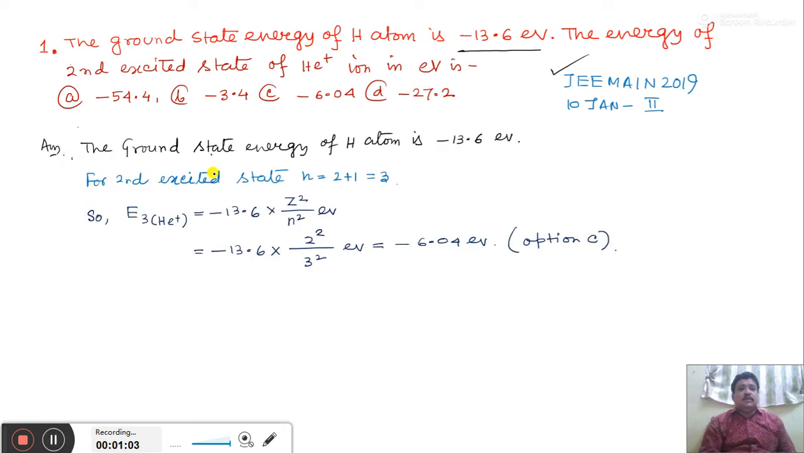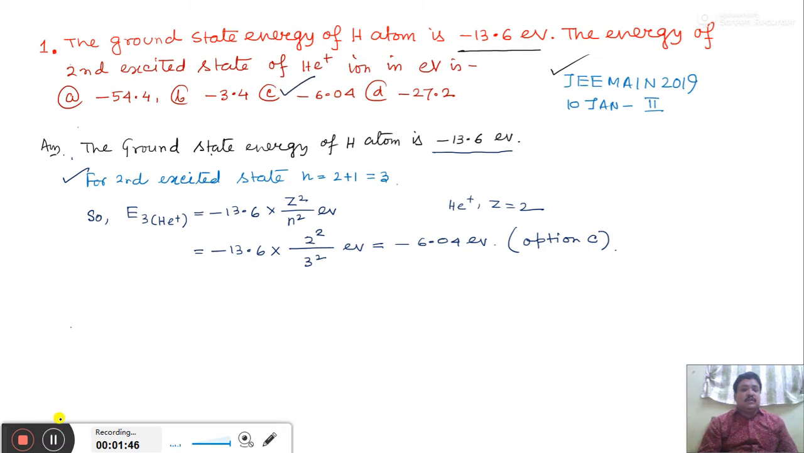Now, the ground state energy of H atom is minus 13.6 electron volt, which is given. For the second excited state, the value of n is 3. So the energy of He plus cation, E3, is minus 13.6 into Z square by n square electron volt. For He plus, Z value is 2. Putting the values Z equals 2 and n equals 3, we get the energy of He plus as minus 6.04 electron volt. So option C is the correct one.